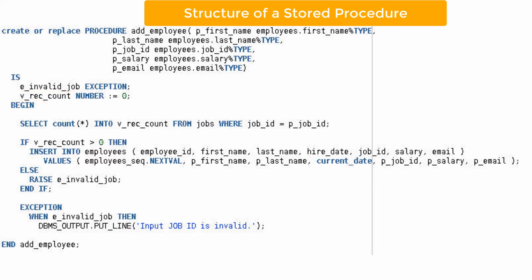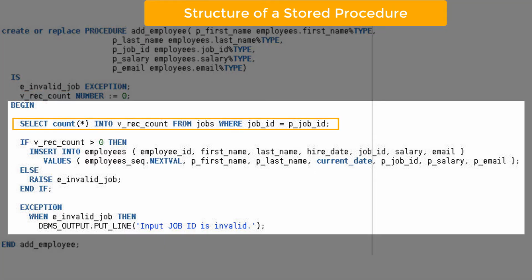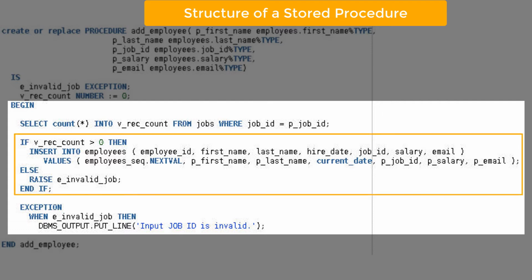The executable section begins with a select query against the jobs table to check if the input job ID is defined in the database. Following this, we have the if-then-else statement to validate the job ID based on the value returned by the select query.